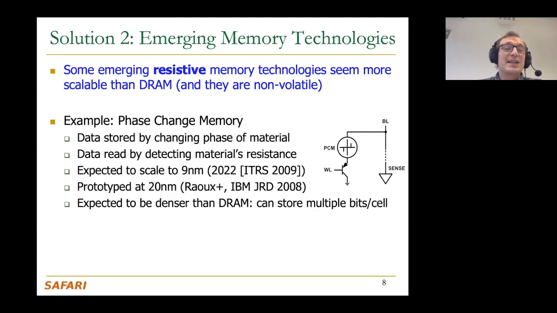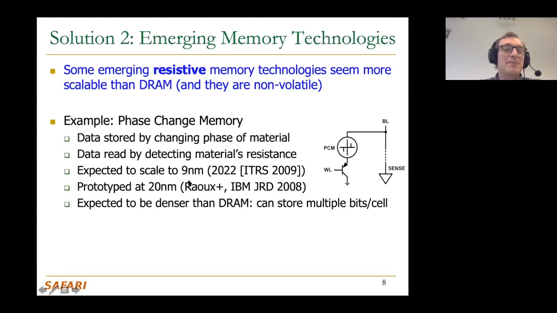And in fact, it was expected to scale to 9 nanometers when ITRS wrote its report saying that DRAM is difficult to scale to 35 nanometers in terms of feature size. But today, I think the expectation has been revised to about 2 nanometers or so, maybe 3 nanometers. So it's actually very small in terms of expected scaling feature size. And as early as 2008, it was prototyped at 20 nanometers, which was much earlier than DRAM got to 20 nanometers. DRAM got to 20 nanometers just a few years ago, basically.